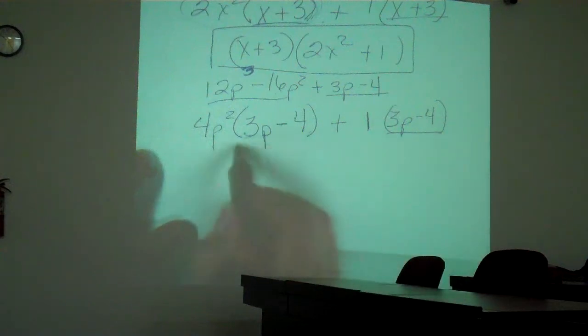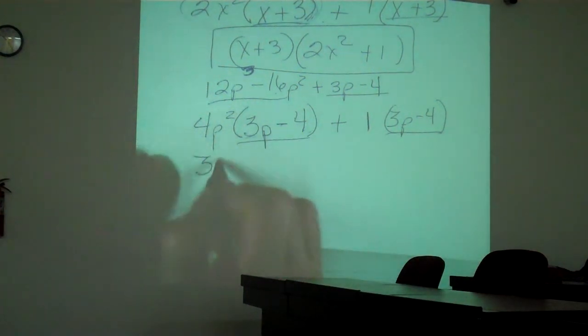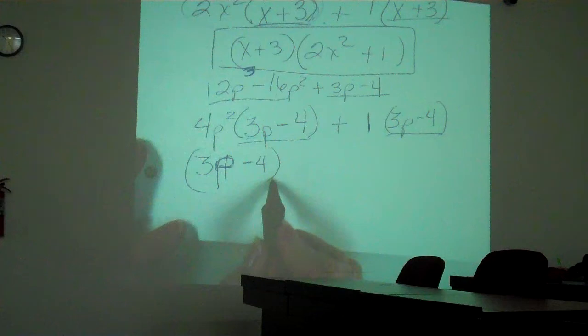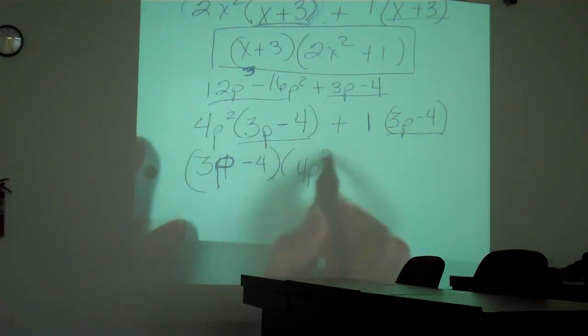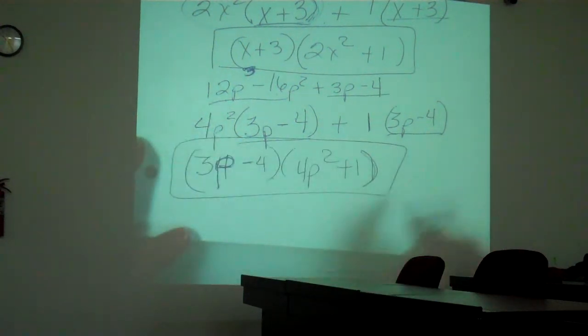Okay, what do we have in common here? 3p minus 4. Oops, getting ahead of myself. 3p minus 4. To get the first term, 4p squared. Second, plus 1. One more? Okay.